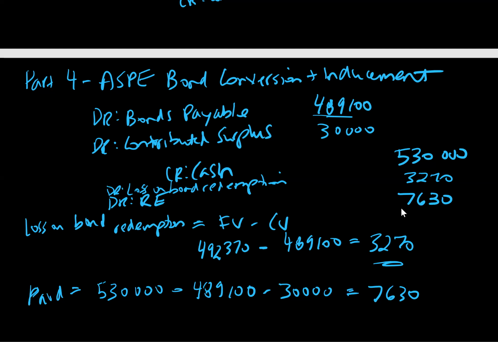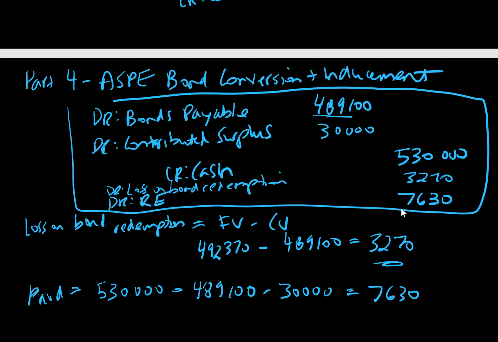So that's our journal entry here to record the bond conversion and inducement using ASPI. Let's take a look at what we did here. We cleared out the bond payable. This is the carrying value, so we wiped that off our statement of financial position. We wiped out the contributed surplus because now that this convertible debt is going to be exercised, we don't need those amounts anymore. We know that we paid out 530,000 in cash to the bondholders to entice them to convert and redeem and pay off the debt.